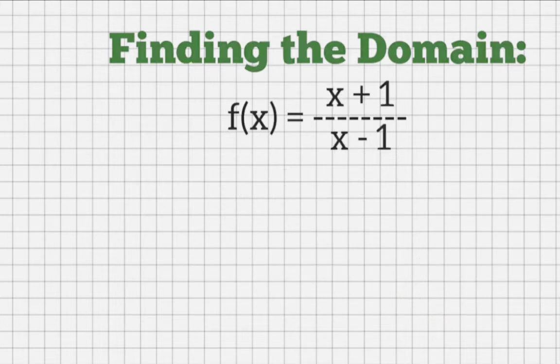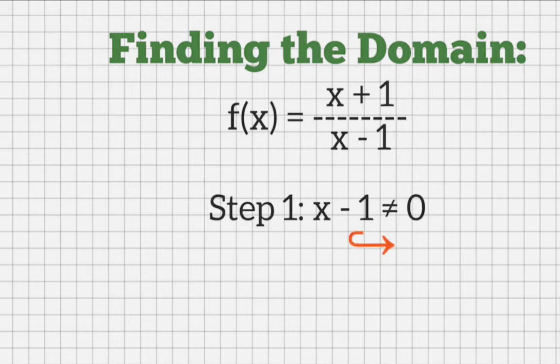Let's have another example. The rational function, f(x) equals x plus 1 over x minus 1. Step 1, let's focus on the denominator and create an inequality where it will not equal 0. X minus 1 is not equal to 0. Step 2, solve the inequality. Let's transpose negative 1 to the right side. This will become x is not equal to positive 1. This means that the domain of the function are all real numbers except positive 1.